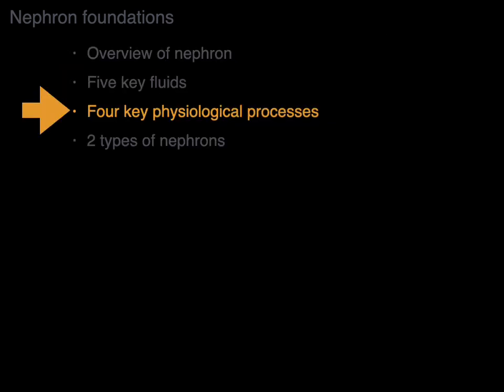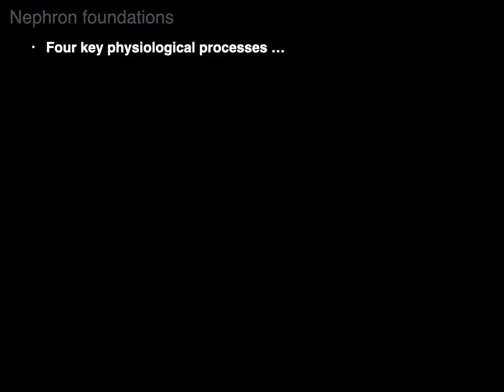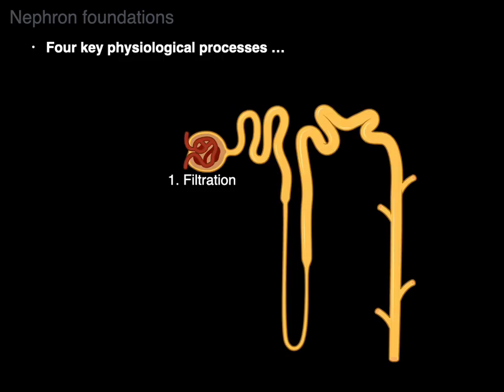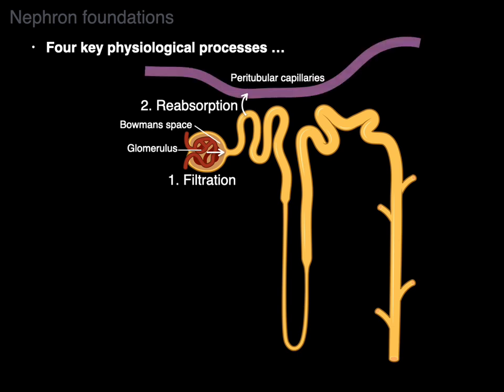Now let's talk about four key physiological processes. First is filtration. Filtration is the transfer of water and solutes from the plasma within the glomerulus through that fenestrated capillary and filtration slits into Bowman space. Next, we have reabsorption. Reabsorption is the absorption of water and solutes from the tubular fluid back into the peritubular capillaries or vasa recta, back into the bloodstream.